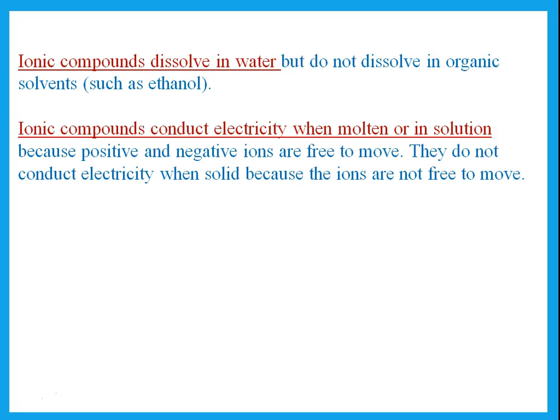Now, with respect to conduction of electricity, ionic compounds conduct electricity when molten or in solution because positive and negative ions are free to move. Remember that ionic compounds contain positive and negative what? Ions. They don't conduct electricity when solid, and that is because the ions are not free to move.